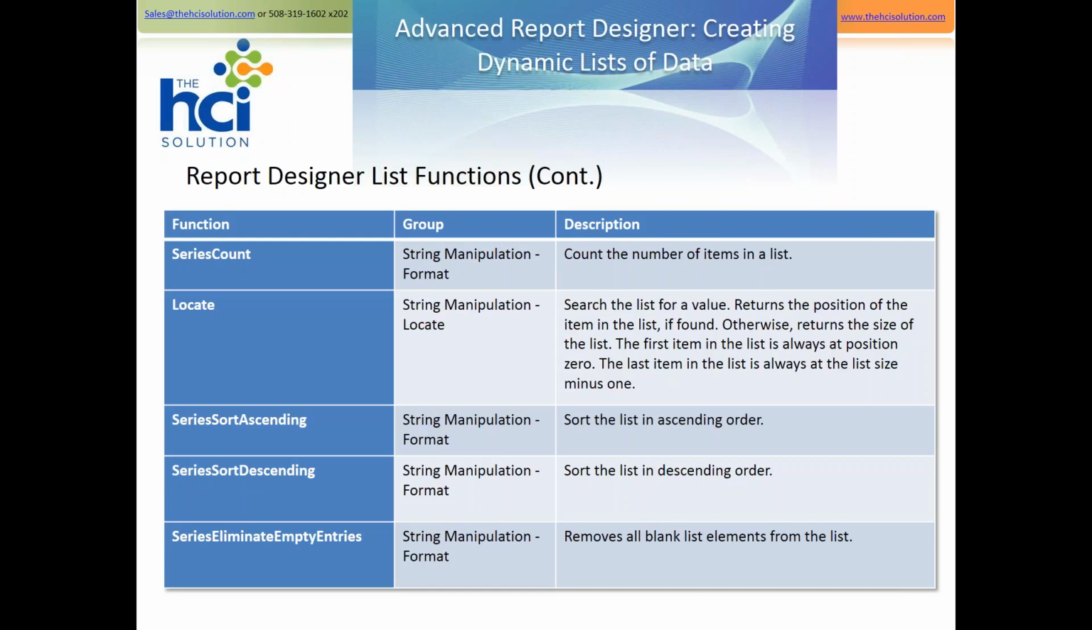Locate, the locate function allows you to search a list for a particular item. And then there's series sort ascending and series sort descending, which just allow you to sort the list in ascending or descending order. And then there's another interesting function called series eliminate empty entries. So if you have a list of items and there are some blank entries in there that have a nil value, you can remove those blank entries from the list and compact them out.